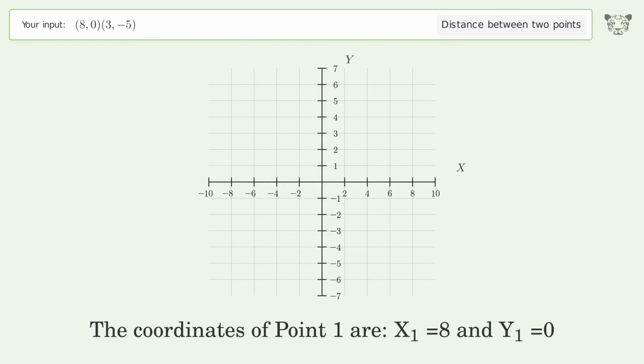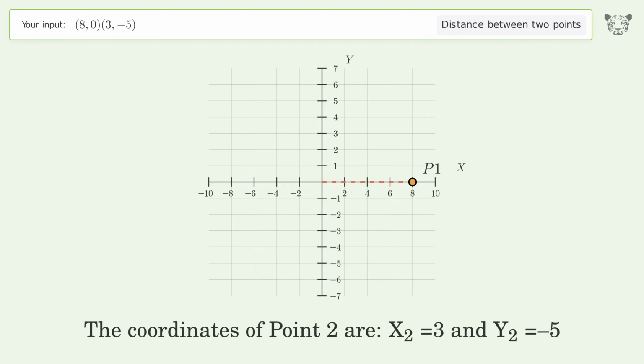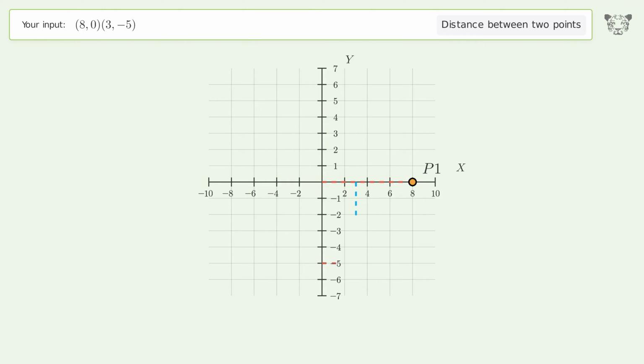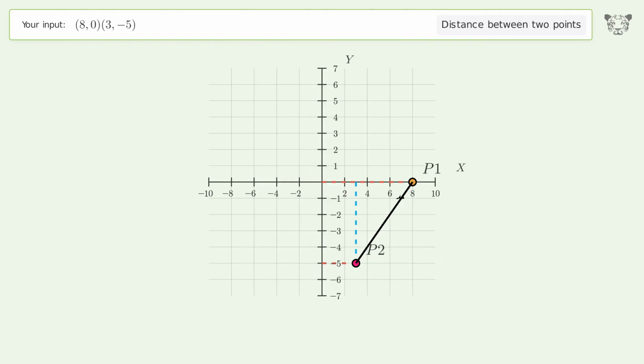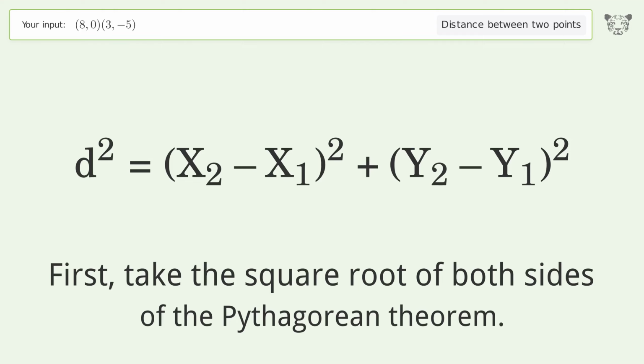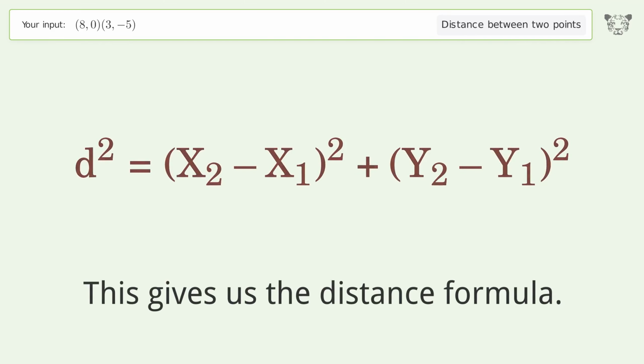The coordinates of point 1 are, x1 equals 8 and y1 equals 0. The coordinates of point 2 are, x2 equals 3 and y2 equals -5. D is the distance between the 2 points. First, take the square root of both sides of the Pythagorean theorem. This gives us the distance formula.